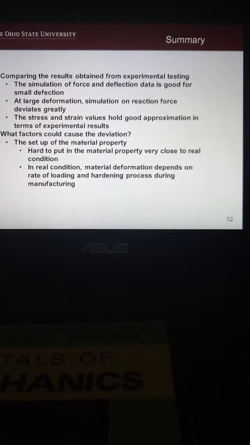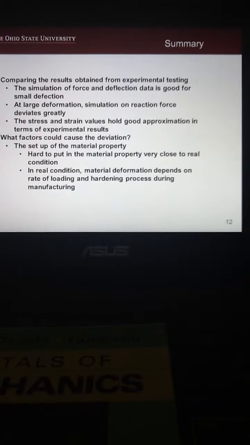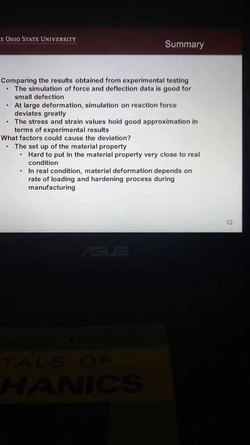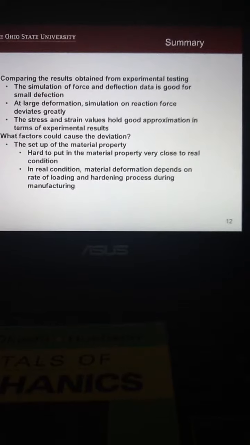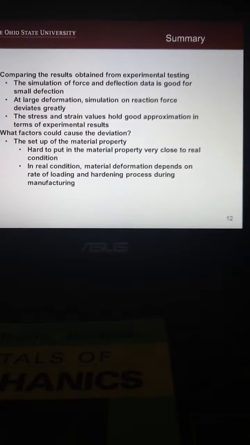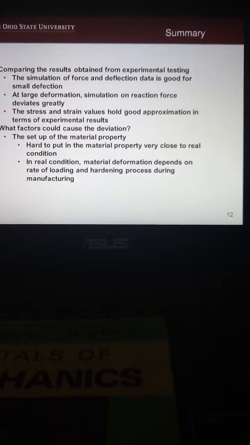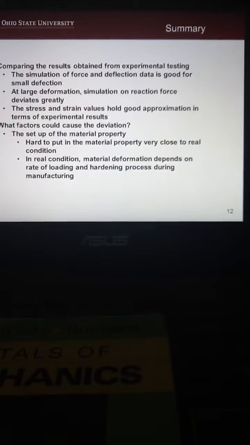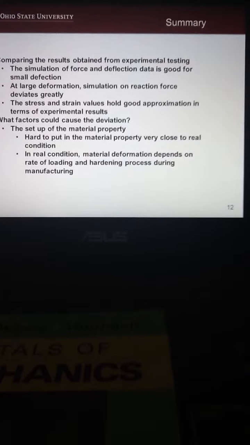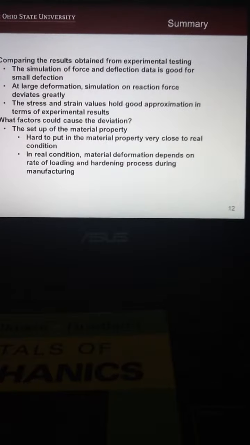So, what factor could cause the deviation? Our first thought is the setup of the material properties, since it is hard to put in material properties very close to real conditions. In real conditions, material deformation really depends on the rate of loading and the hardening process during manufacturing.